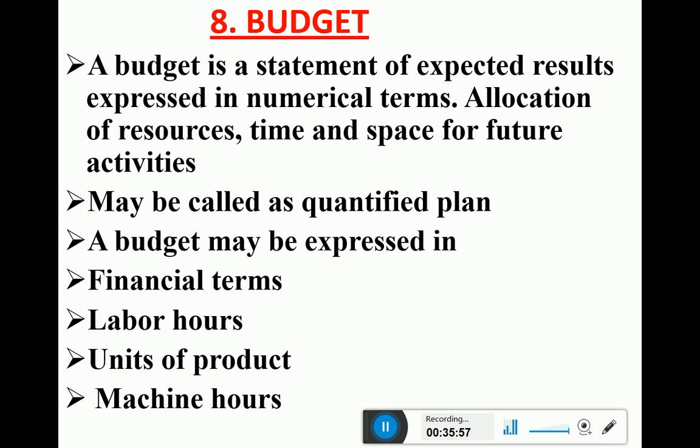The plan which we can express in the quantified form, in the number form, in the for example numerical form, that is known as the budget.